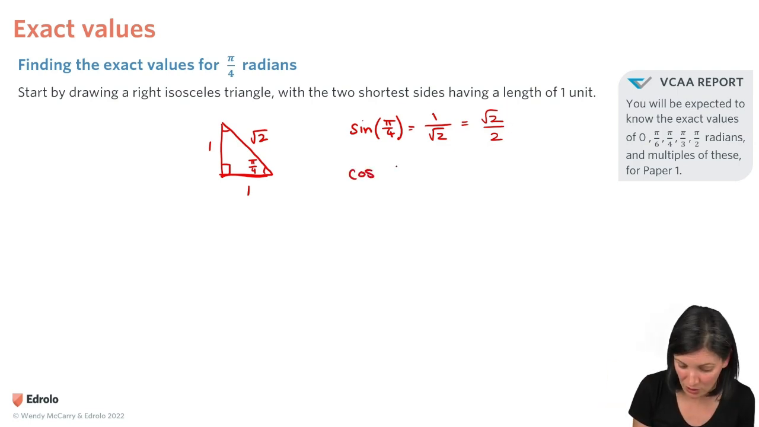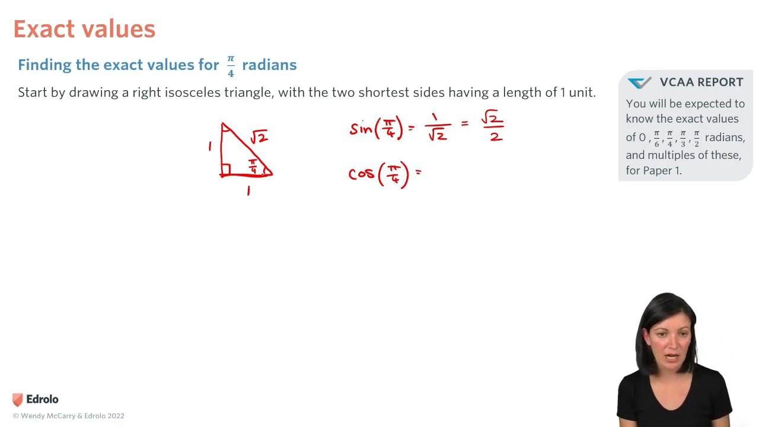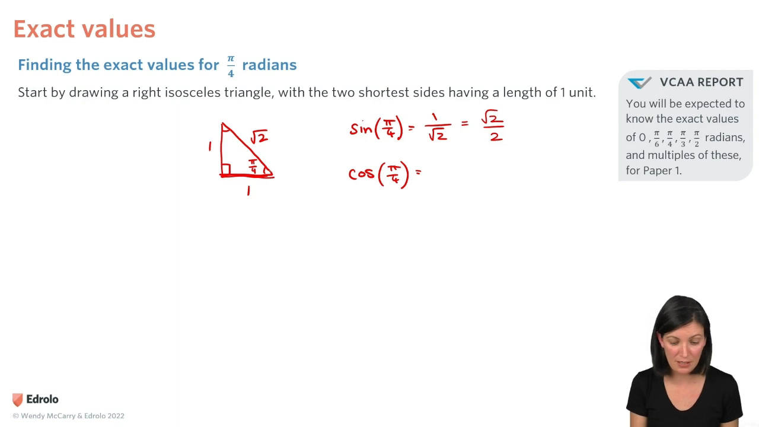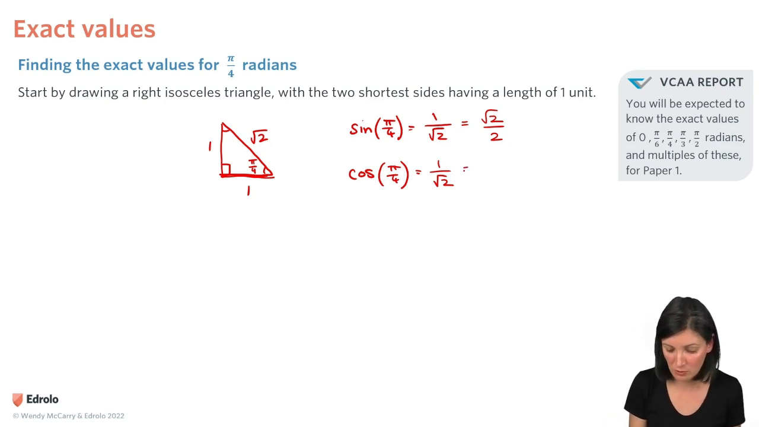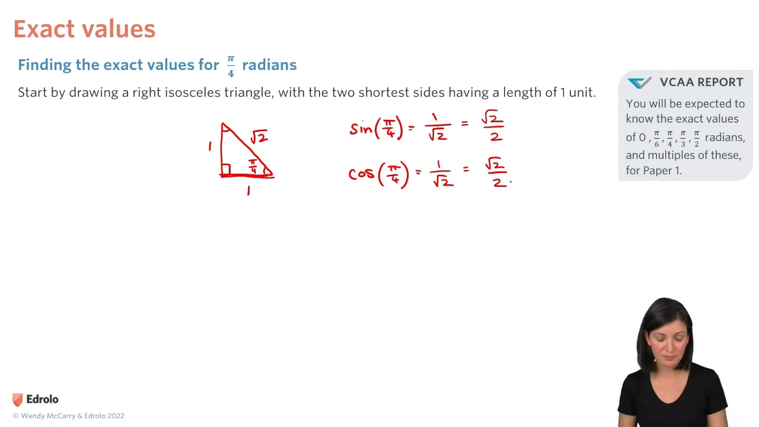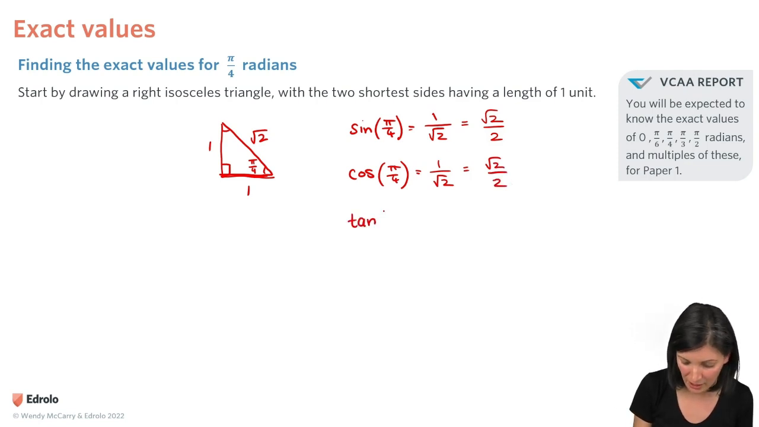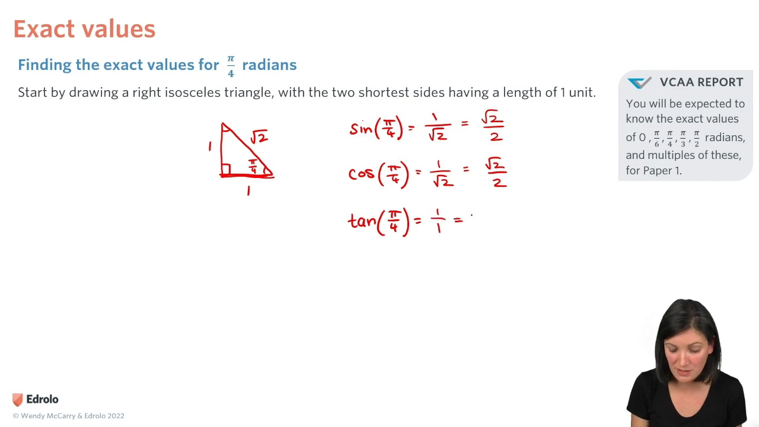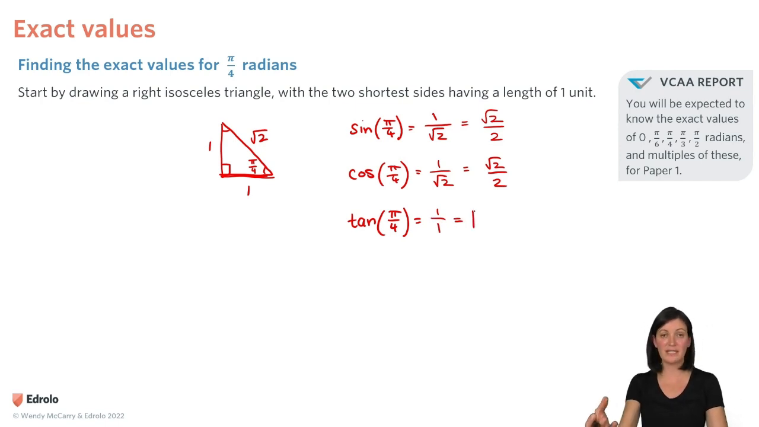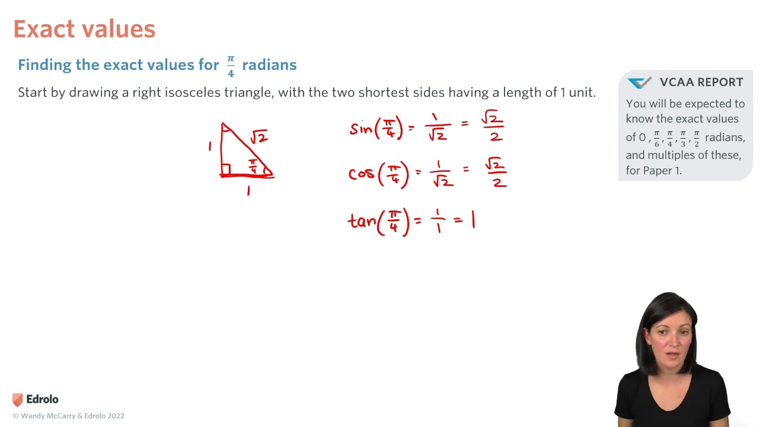Similarly, we can find the cos of pi on 4. Again, the cos of pi on 4 is the adjacent, and in this case, the adjacent is also 1. And the hypotenuse is root 2. So they actually have the same value. The sine of pi on 4 and the cos of pi on 4 are both 1 over root 2, or root 2 over 2. The tan of pi on 4 is opposite over adjacent, so that would be 1 over 1, or just 1. So the value of the tan of pi on 4 radians is 1.